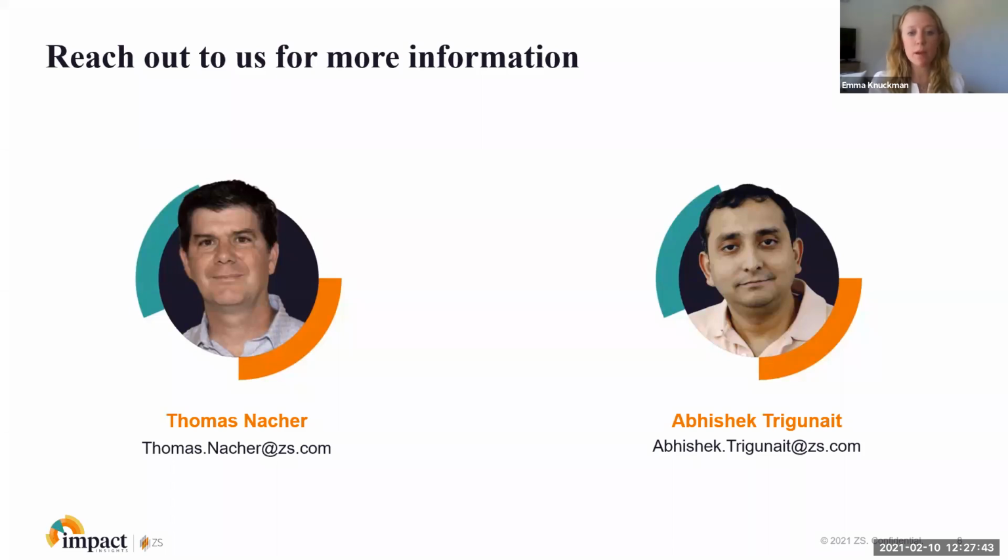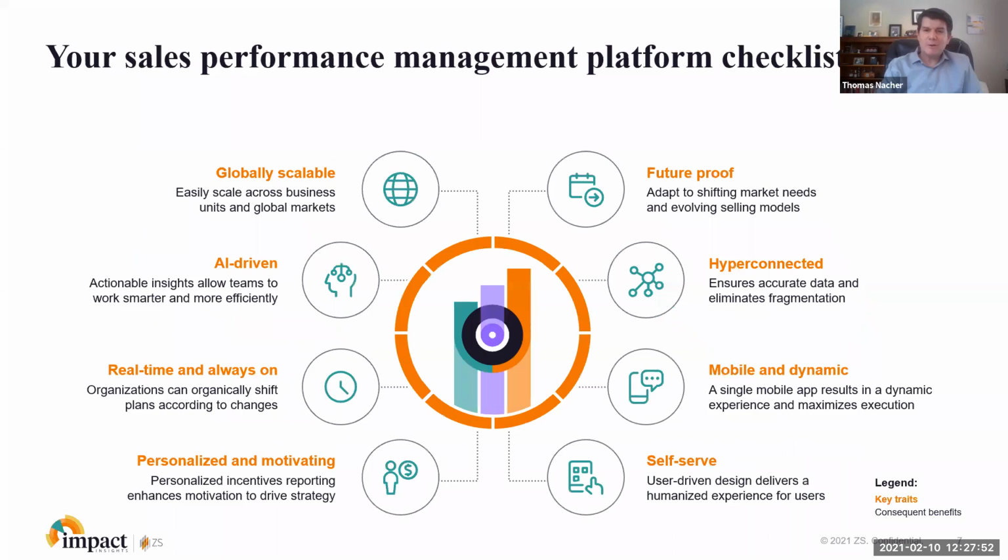She asks, if you had to pick one element from your checklist as the most important, which one would it be and why? Very good one. If I had to, I'll ask Abhi also to pick his. I'll say future-proof. I think the world is changing so rapidly.